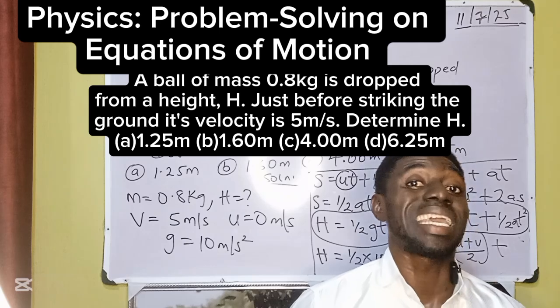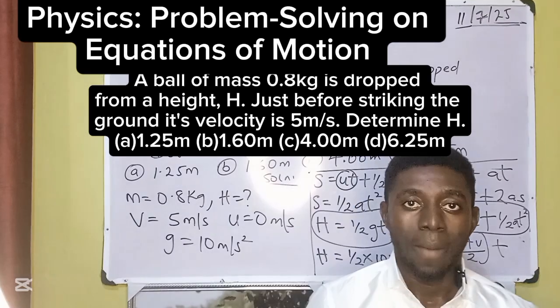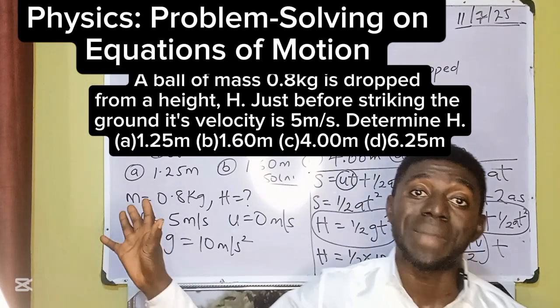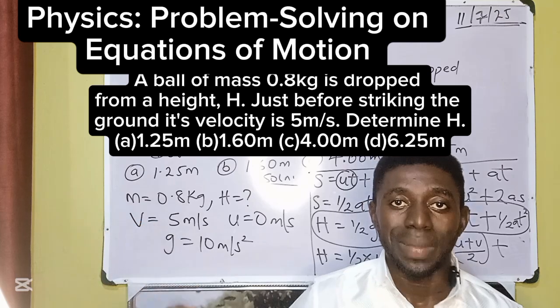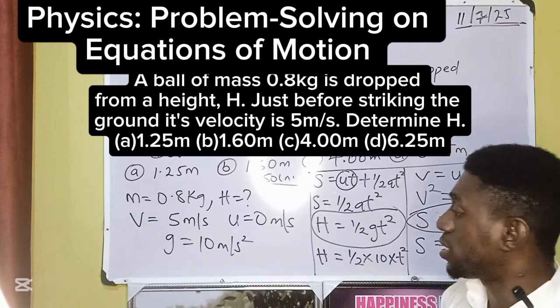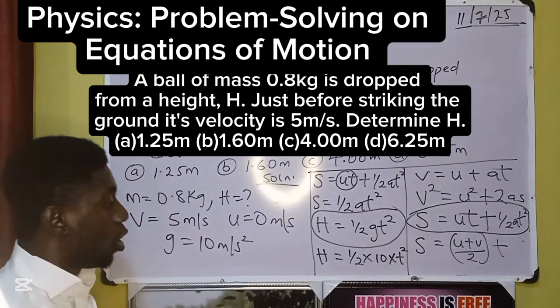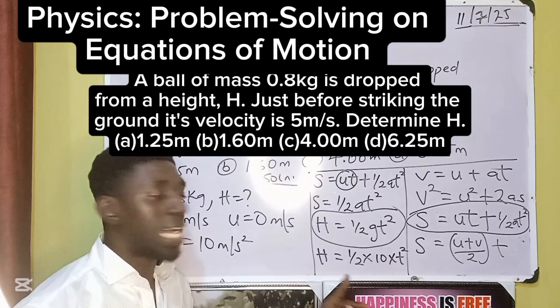Because mass can bring in the idea of what? Force. Mass can change to become weight. So we ignore the mass. This is still kinematics. Okay. You can see we have two unknowns. We don't know the height, neither do we know the time.